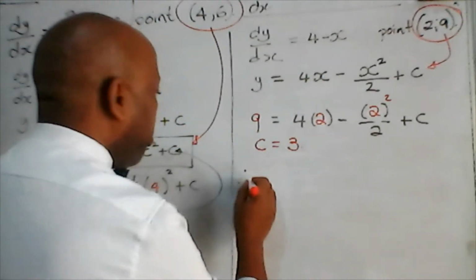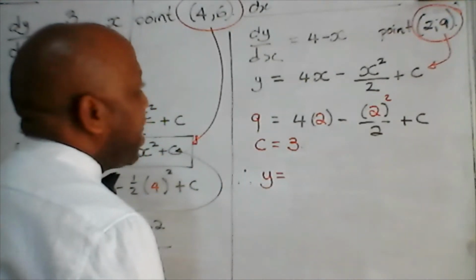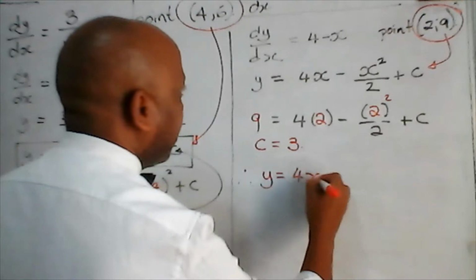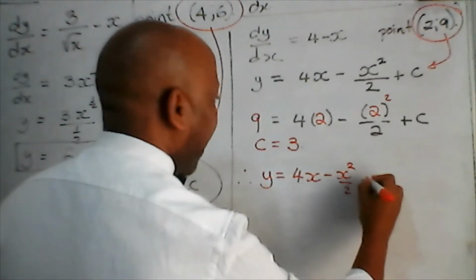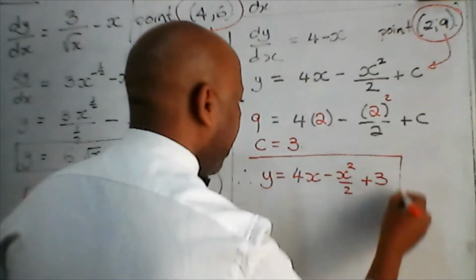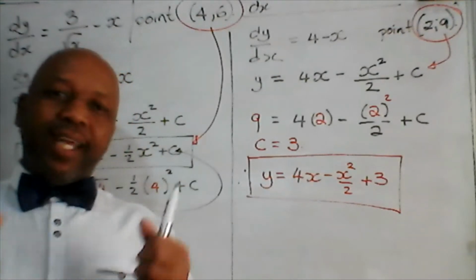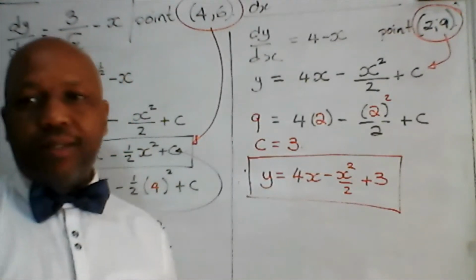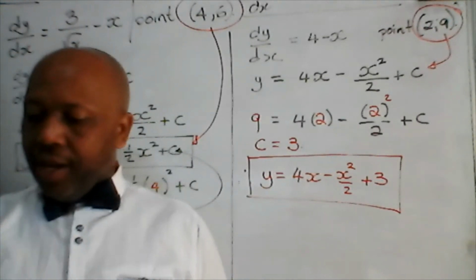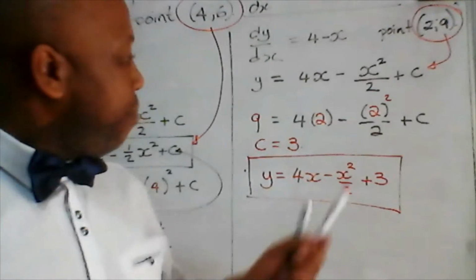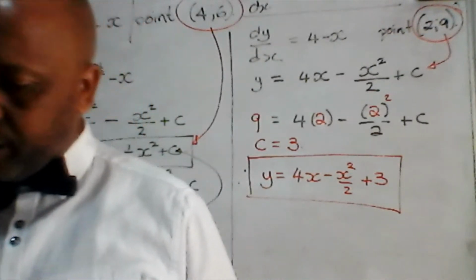So therefore, the equation that you are looking for is given by y equals 4x minus x squared over 2 plus 3. And that, ladies and gentlemen, is worth a good 4 or 5 marks, depending on how hectic it is, as I said. Okay, so the second part of this question.